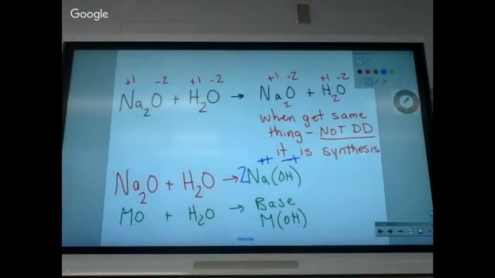Figure one. No, because it's still a single element. Those ones are special. They're special whenever they're by themselves. They don't need an oxidation number when they're by themselves, because you're not switching them with anybody. You only need another oxidation number if they're switching with somebody.